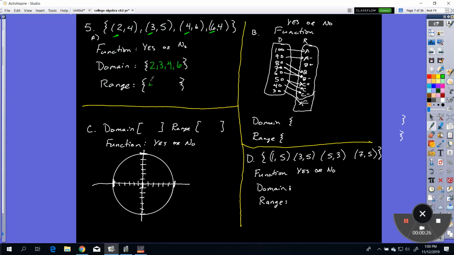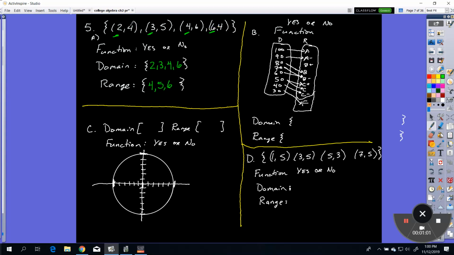So 2 goes to 4, that's the range, that's the y value. 3 goes to 5, 4 goes to 6, 6 goes to 4. So there's no ambiguity, is a fancy word, but there's no question about what 2 is assigned to. There's no question as to what 3 is assigned to. If I say the input's 4, you know the output is 6. If I say the input is 6, you know the output is 4. It's not like, well, it could be this or it could be that. No, you know when the input is 2, the output is 4.